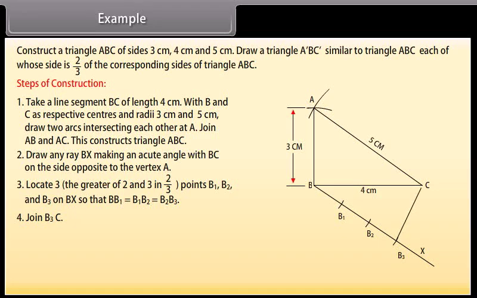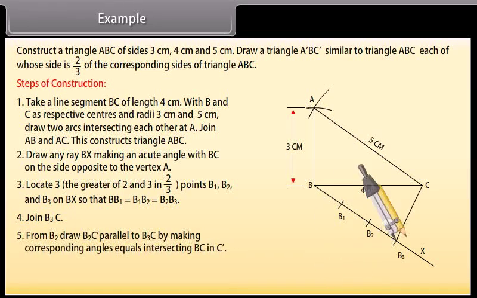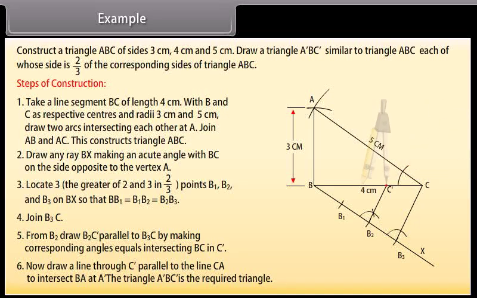Join B3C. From B2, draw B2C' parallel to B3C by making corresponding angles equal, intersecting BC at C'. Now draw a line through C' parallel to the line CA to intersect BA at A'. The triangle A'BC' is the required triangle.